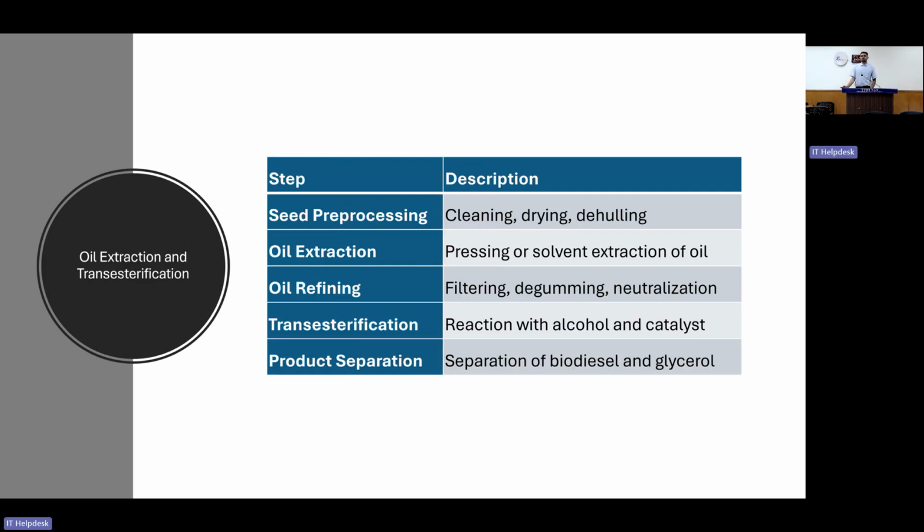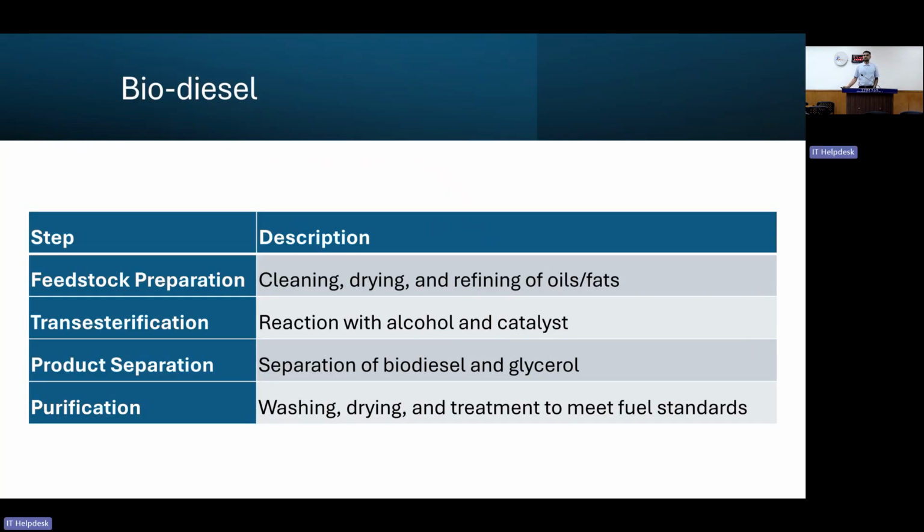And these are the steps involved in the oil extraction: seed pre-processing, oil extraction, oil refining, then esterification, and then product separation from the yield. For the biodiesel, there are various steps involved in the refining process: feedstock preparation mostly, then esterification, then product separation, and then purification.